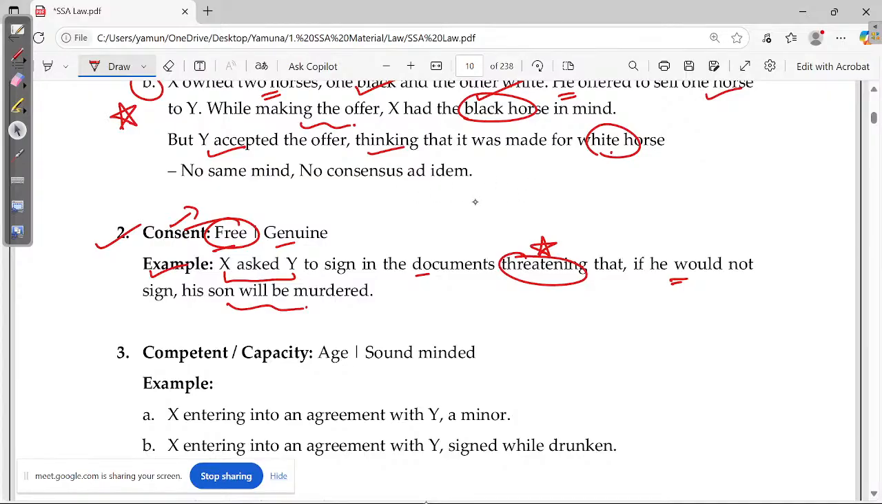Because, see, we say consensus ad idem. When we say consensus ad idem, obviously you're understanding what the contract is about. Then from your heart, you have to accept the contract. Nobody can control you.